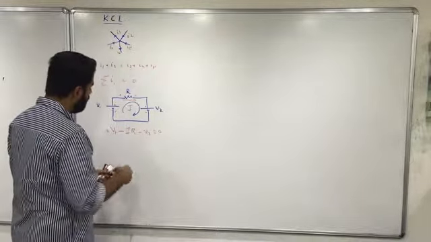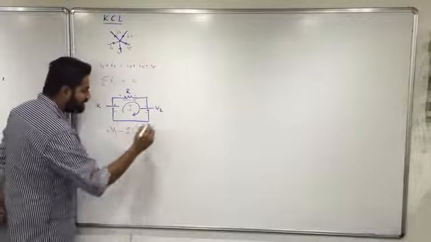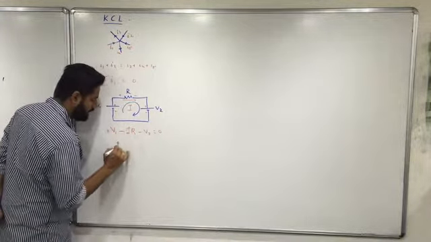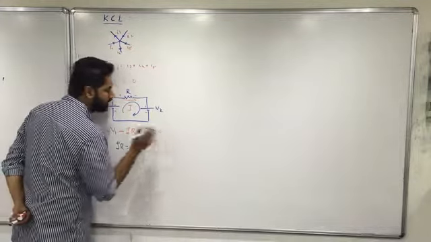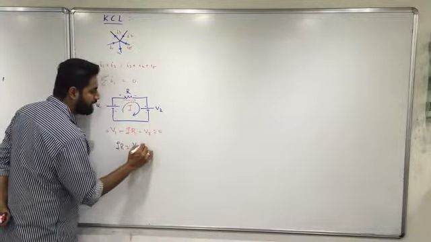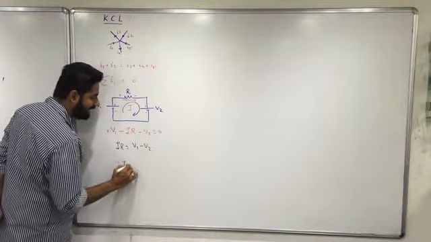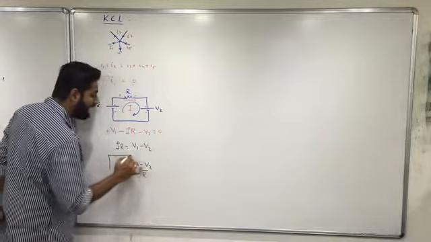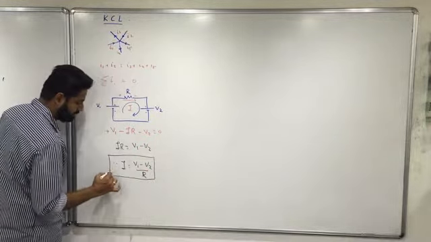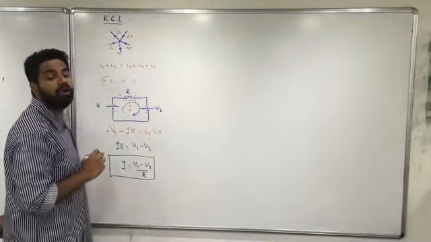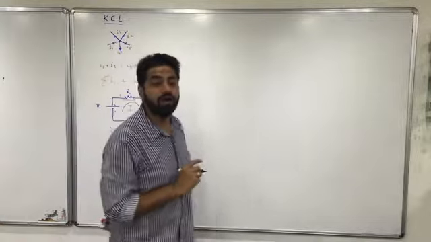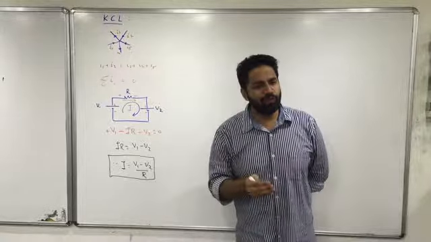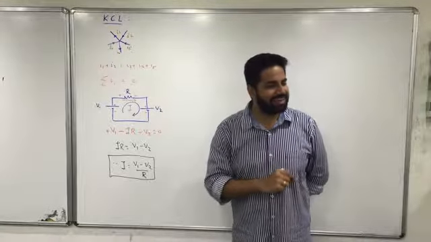Now, let's say I have to formulate I. So I'll say that IR is equal to V1 minus V2, and therefore I is equal to V1 minus V2 divided by R. So I have got the first formula for current. This I am going to use a lot. But this you already knew. We have done it in KVL. Why are you teaching it right now?